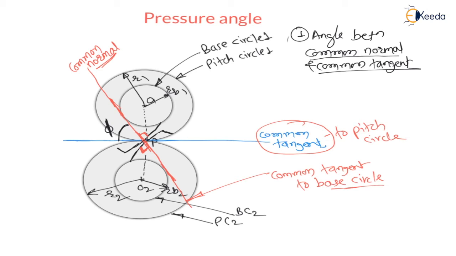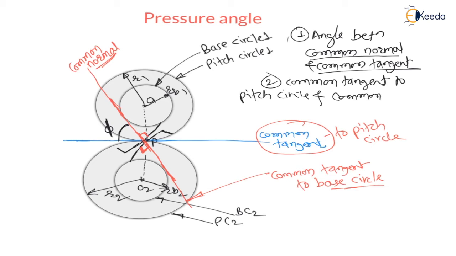As well as we can define like second definition is, we can say it is the angle between common tangent to pitch circle and common tangent to base circle is called pressure angle. You can see here, this is a common tangent to pitch circle, and here it is a common tangent to base circle. It is called pressure angle.